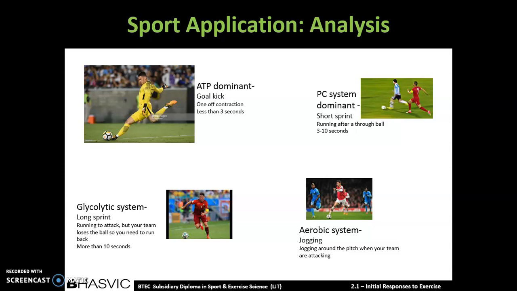The glycolytic system, however, will be used during longer sprints that would last more than 10 seconds. For example, running to attack, but your team loses the ball, so you have to run back and defend. The PC system will be dominant when an attacker is chasing down a football. The aerobic system, which is when oxygen is involved, will be used generally during the match for phases of lower intensity for longer durations. For example, just jogging around the pitch when your team are attacking.